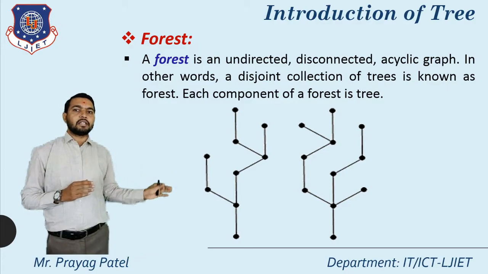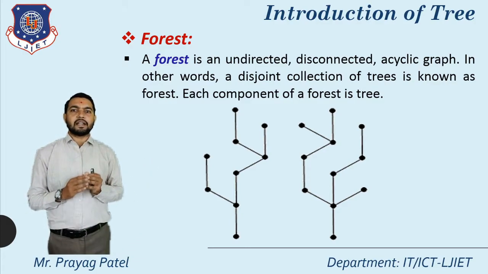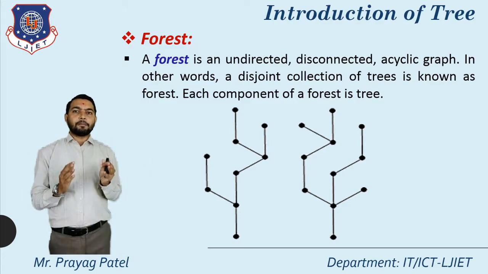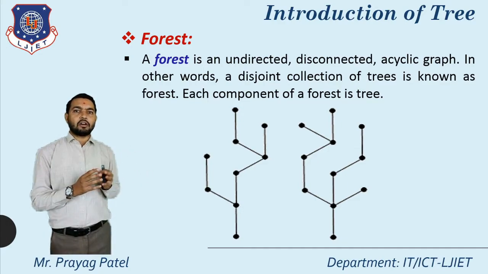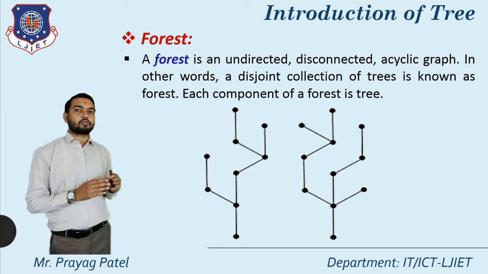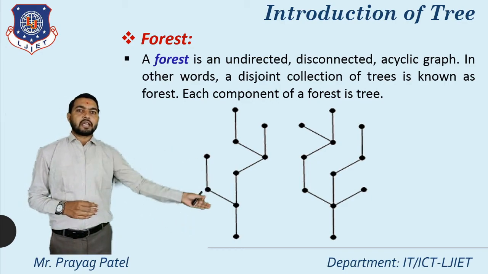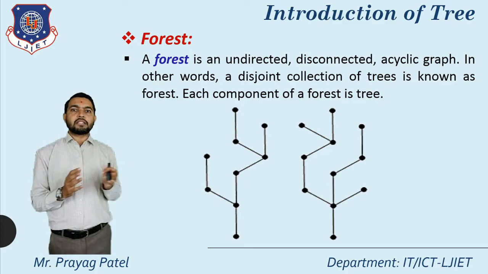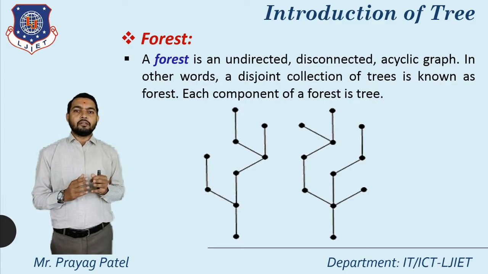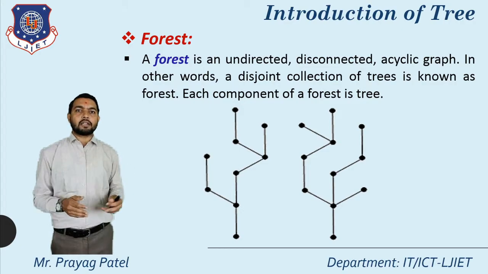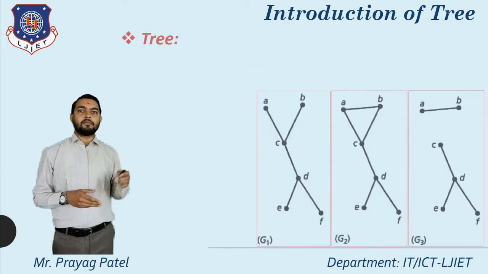For example, this total figure is considered a forest because in a forest more than one tree is available. So the disconnected parts of the tree are considered a forest. The first is one tree, the second is another tree, and the combination of these two trees is considered a forest. That means more than one tree is considered a forest. So this is the concept of the forest.